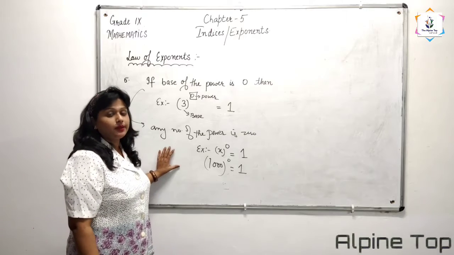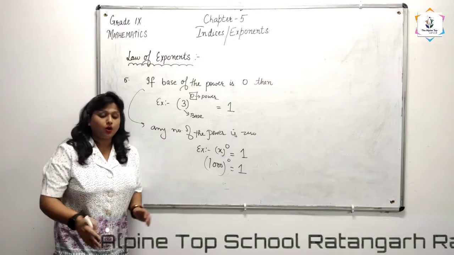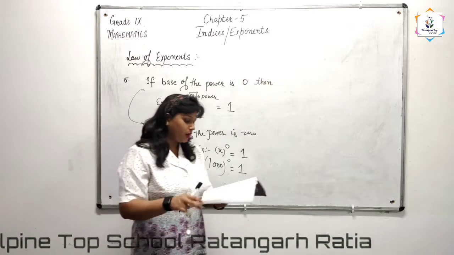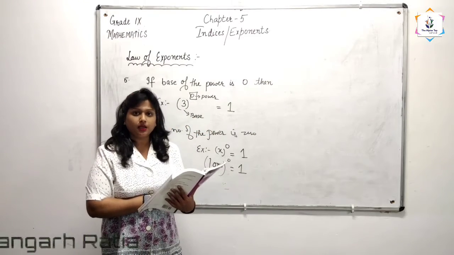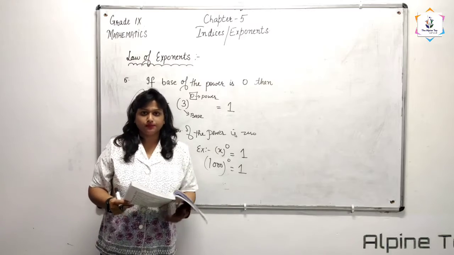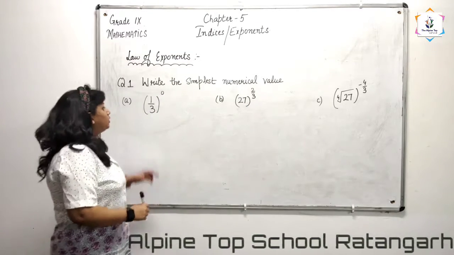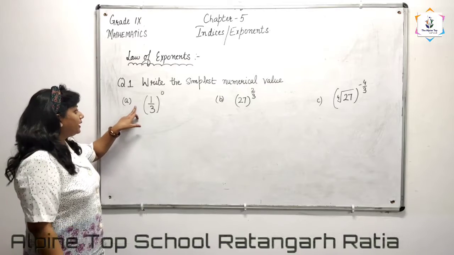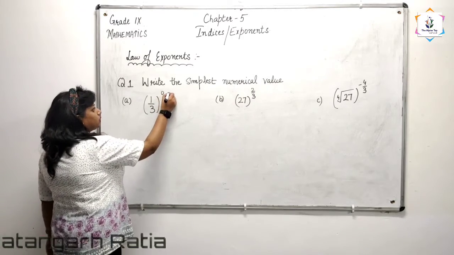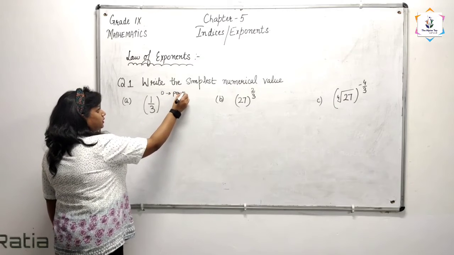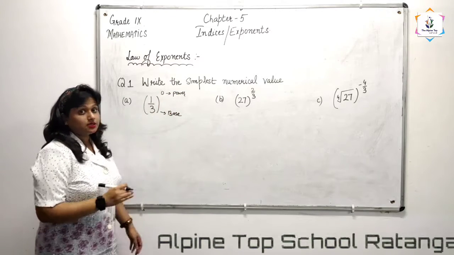By this it will be clearer to you, and we will use this result in the question. So all of you please open your maths books, page number 873. Look at your first question. Write the simplest numerical value. Look at your first part. Your value is 1 by 3 raised to power 0. This is your power and this one is your base, and the power is 0.